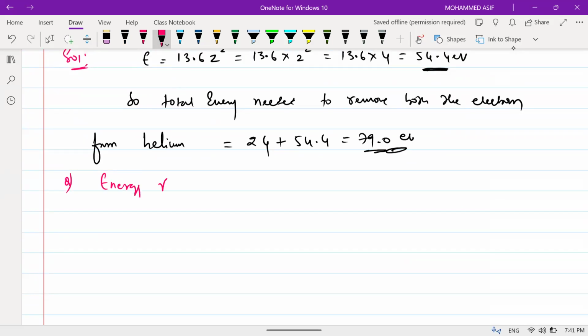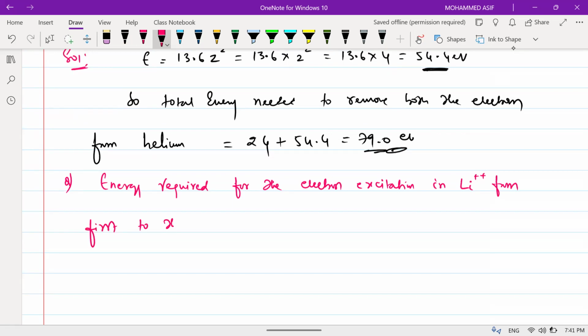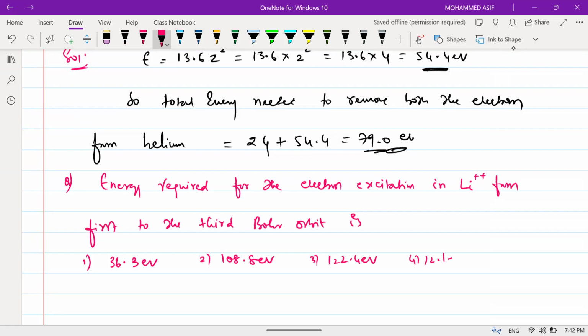Now tell me, energy required per electron excitation in lithium double plus from first to the third Bohr orbit is. So faster, I'm giving the options: 36.3 electron volts, 108.8 electron volts, 122.4 electron volts, and 12.1 electron volts. Faster.